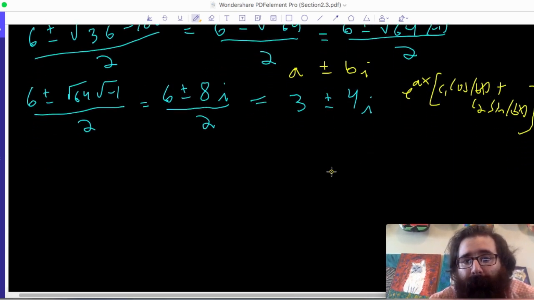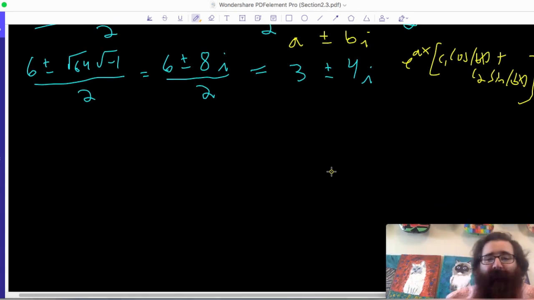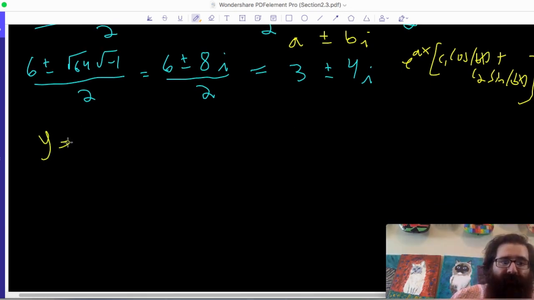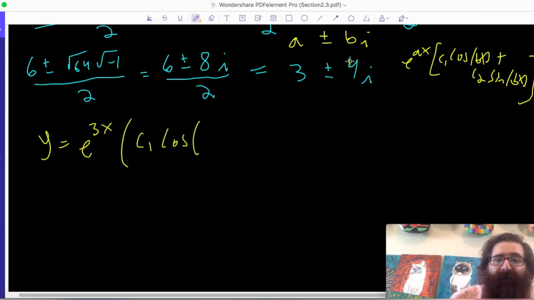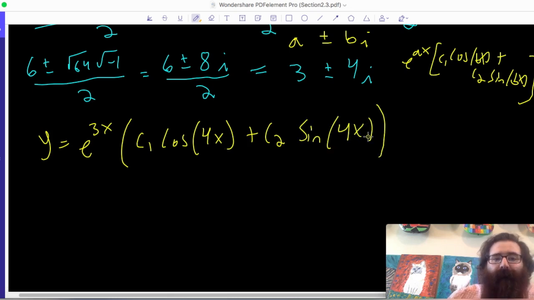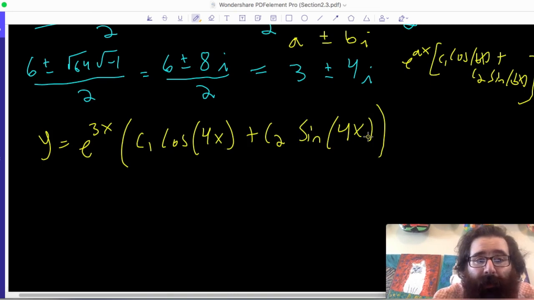So here when I go to write my general solution, I just have to plug these things in, as the theorem said. So y is equal to e to the ax, but a is 3, so e to the 3x. And then in parentheses, c sub 1 cosine of bx, b is 4, right in front of I, plus c sub 2 sine of 4x.